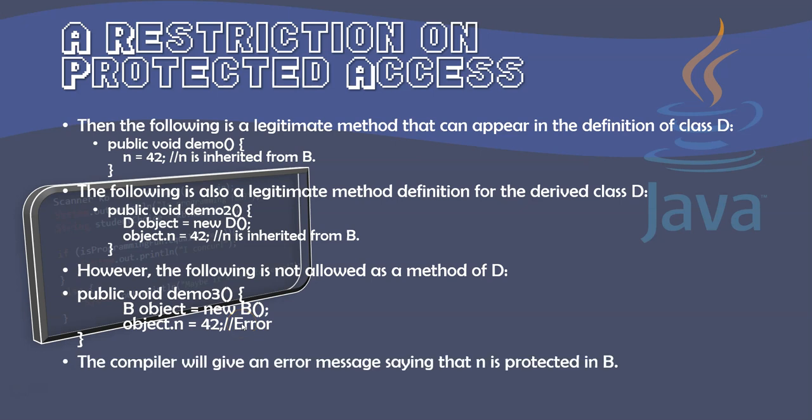This is an error, and the reason for that is because n is protected in our class B. You'll notice we're trying to create a B object this time instead of a D object. So this is very important to note here because we're trying to operate within this derived class, and this is in a different package, so we're trying to move across things.